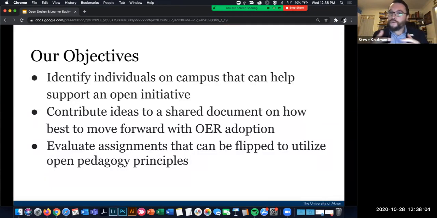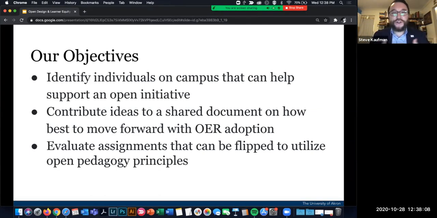Okay, so of course, being QM, as you've seen in many presentations, we have to start with our objectives. My goal is to help you personalize this. How do we identify individuals on my campus that can help support open education, open design, open pedagogy? It's not just solely faculty, it's not just solely instructional designers. I want to call out a few more people on your campus that you may not have realized have a stake in this game. I want you to contribute ideas to a shared document, which is what we're going to do in Google Drive throughout the presentation, on how best to move forward with OER adoption.